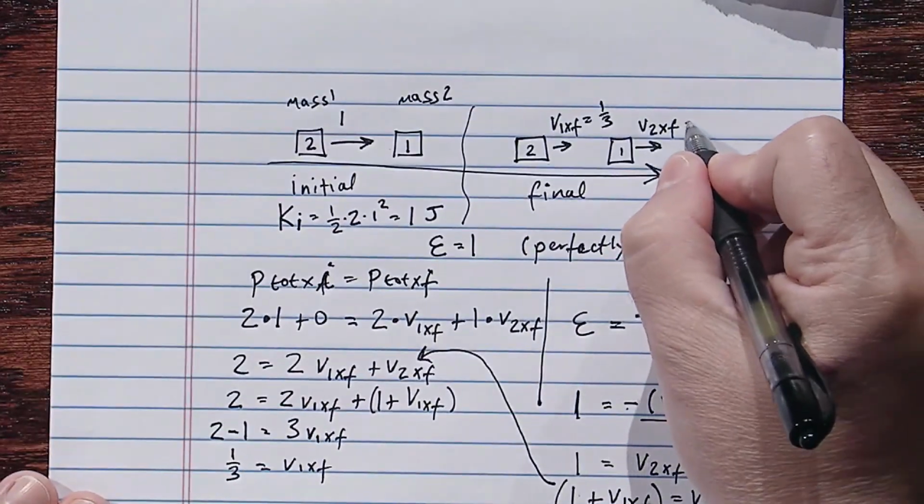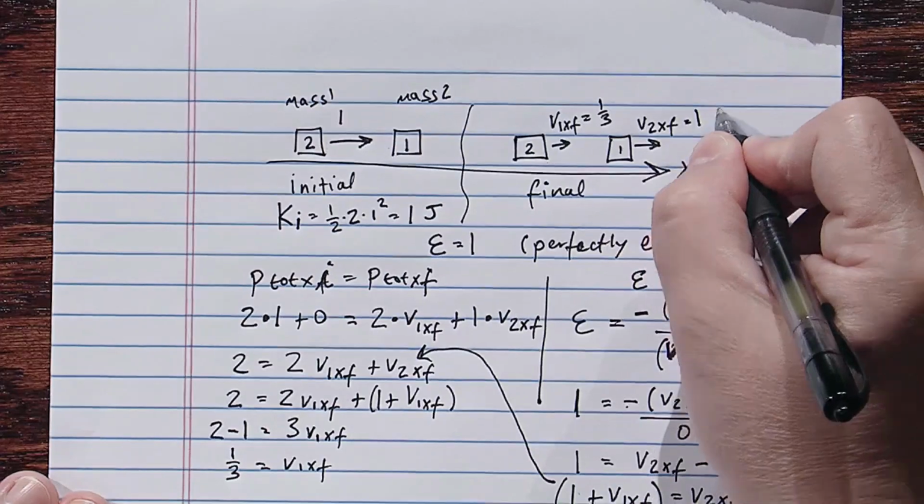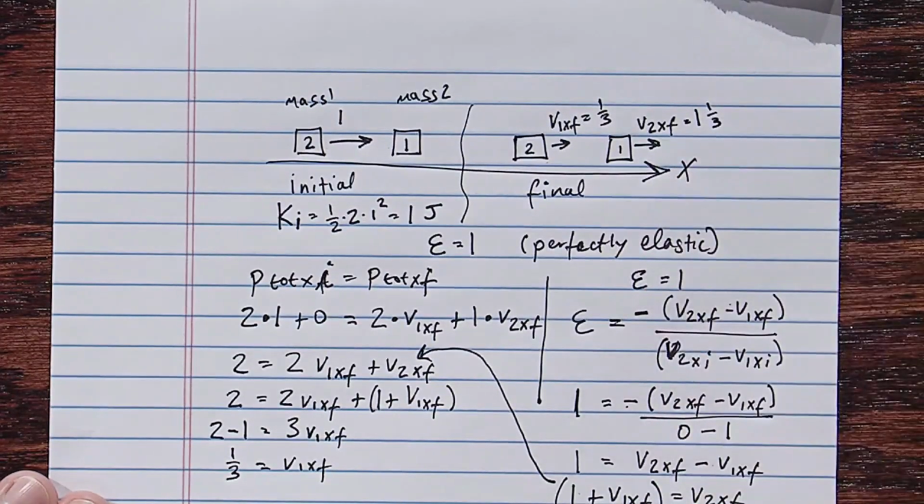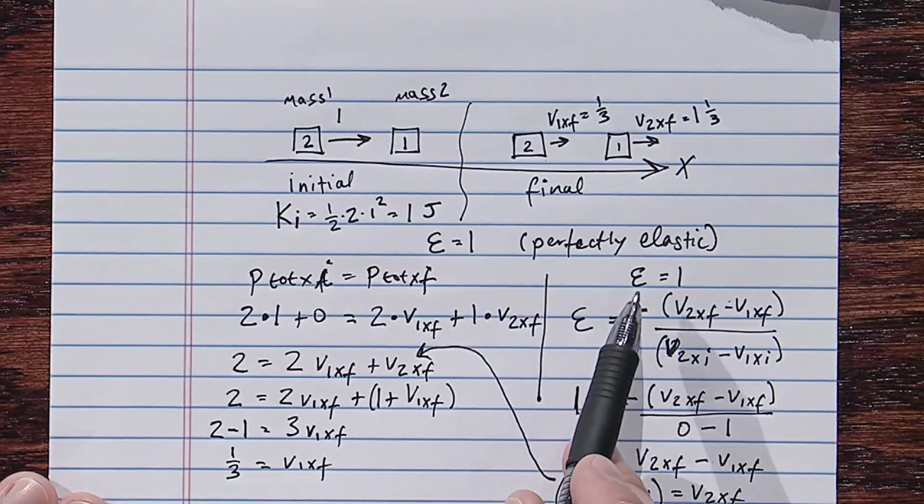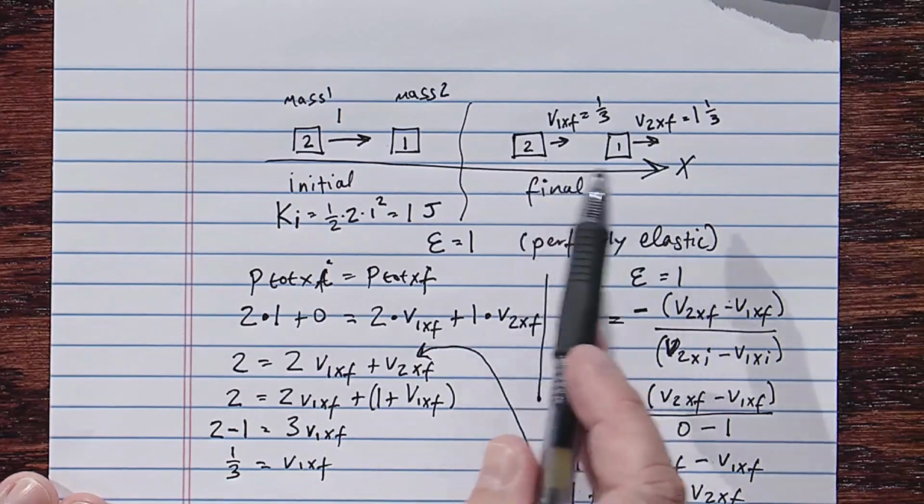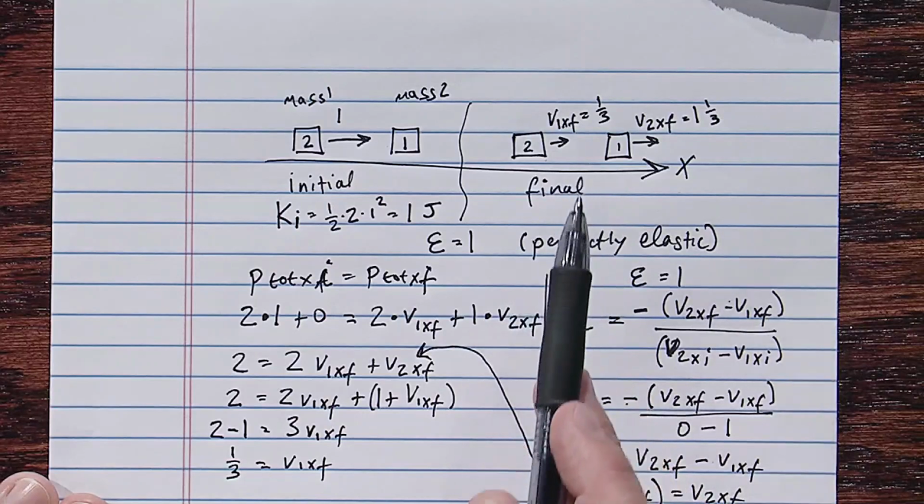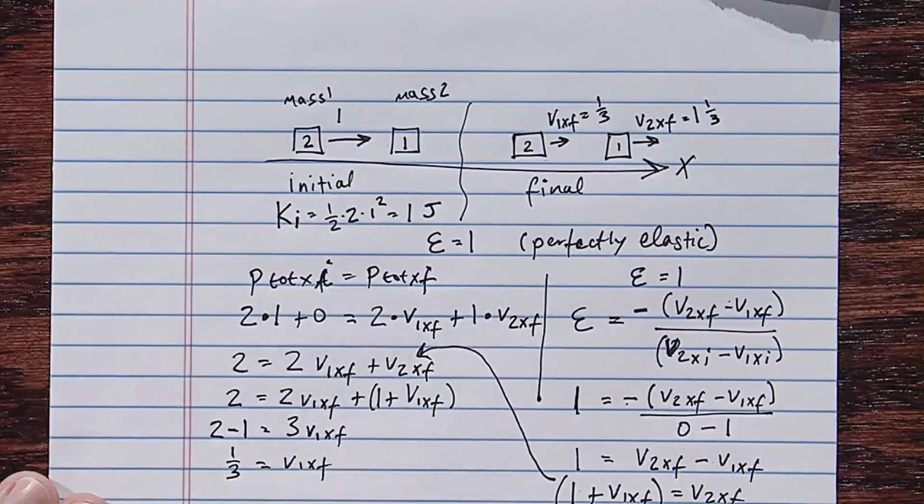So V2x final is 1. Actually, I'm going to go ahead and write it as 1 1/3. Okay, V2x final is 1 1/3. So, using our conservation of momentum equation and our coefficient of restitution equation, which gives us two equations, we were able to calculate two unknowns, which are the two velocities after the collision.